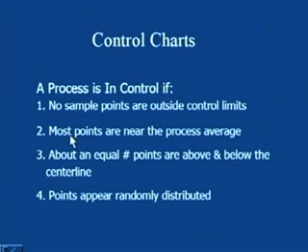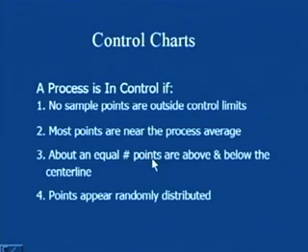The second point is that most points are near the process average, meaning all the points should lie near the average. Even if a point is just above the 2 sigma line or just below the lower control limit, statistically or mathematically it seems to be okay, but as far as the stability of the process is concerned, most points should lie near the process average.